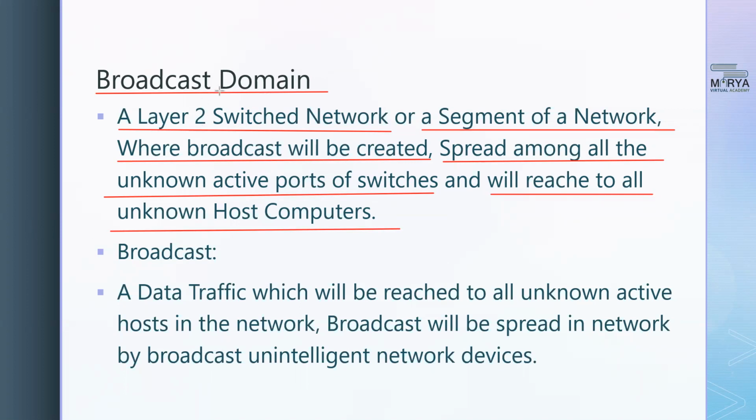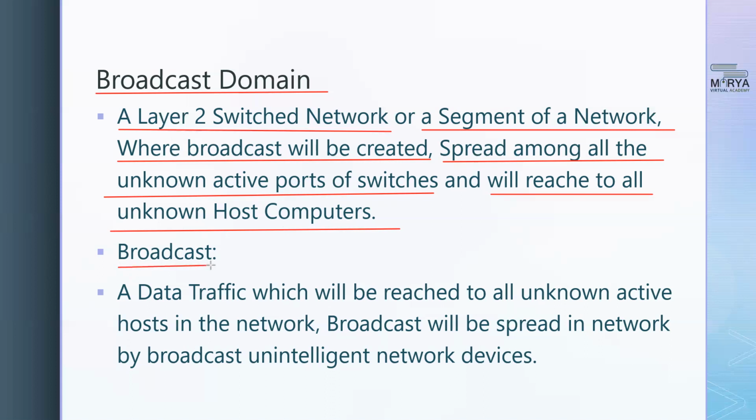So we understand that a broadcast domain can be a layer 2 switch network, or it can be a segment of a physical network where the broadcast will be created by the switches, and the broadcast will be spread by the switches on all active unknown ports. Unknown ports mean the switch has no idea which computer is connected to this port, because the switch will avoid sending broadcasts to those ports on which it already has a registered MAC address in its MAC table.